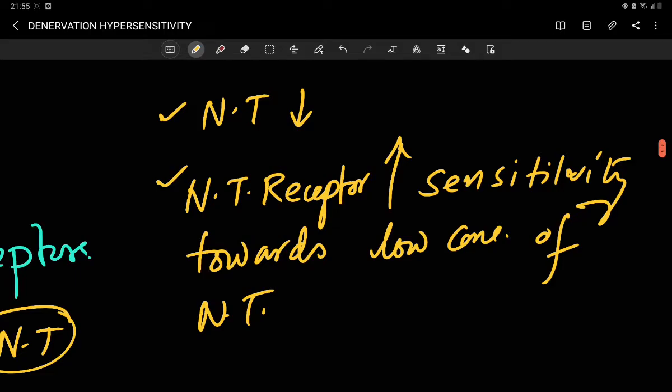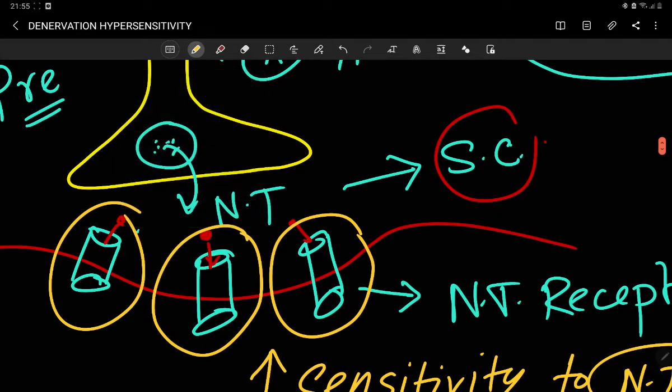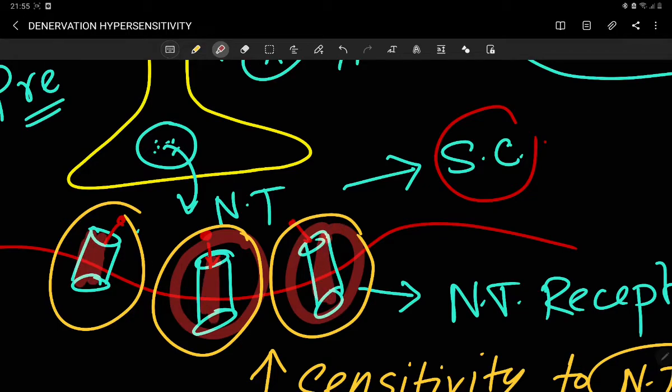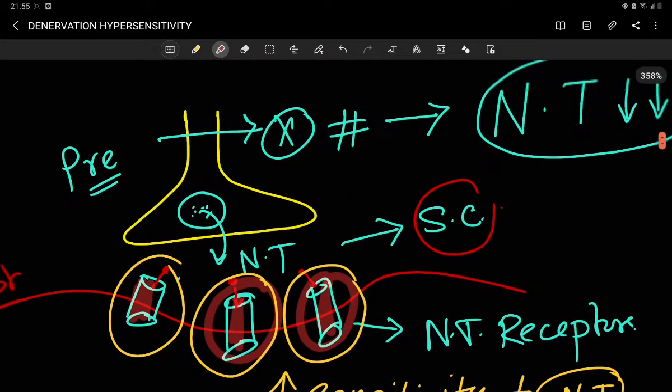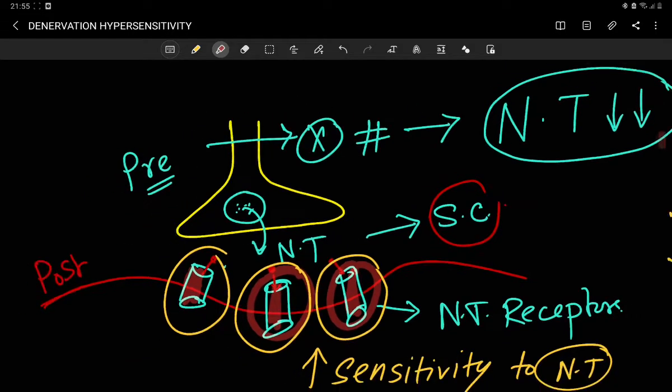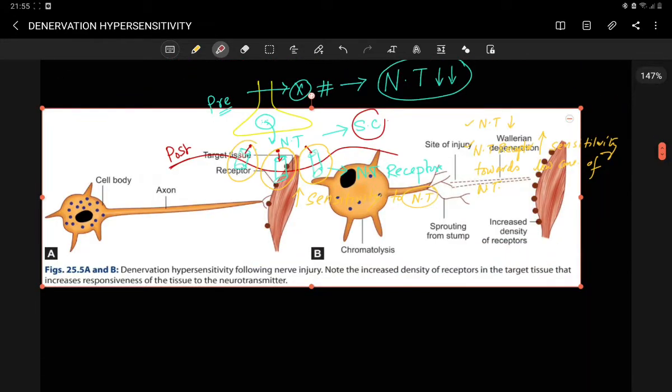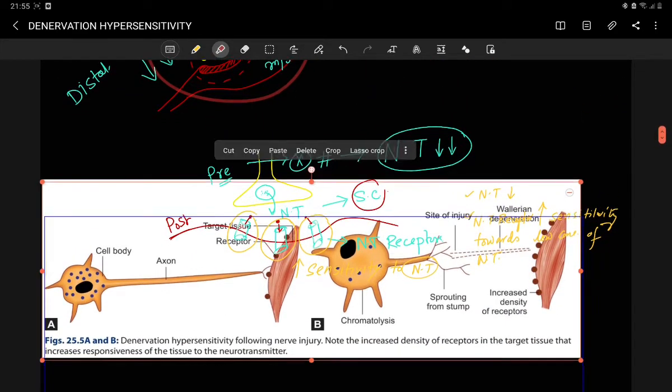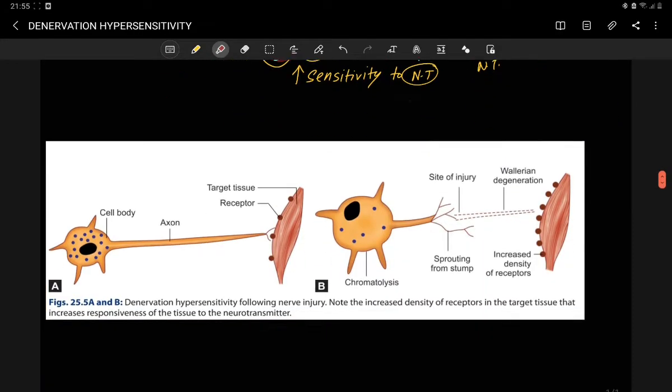Due to the reduced concentration of neurotransmitter, the sensitivity of the neurotransmitter receptors present at this level towards neurotransmitter is increased. This is called degenerative hypersensitivity: degeneration of the nerve causing increased sensitivity of the neurotransmitter receptors. Okay, I will explain these things a little later in this diagram.